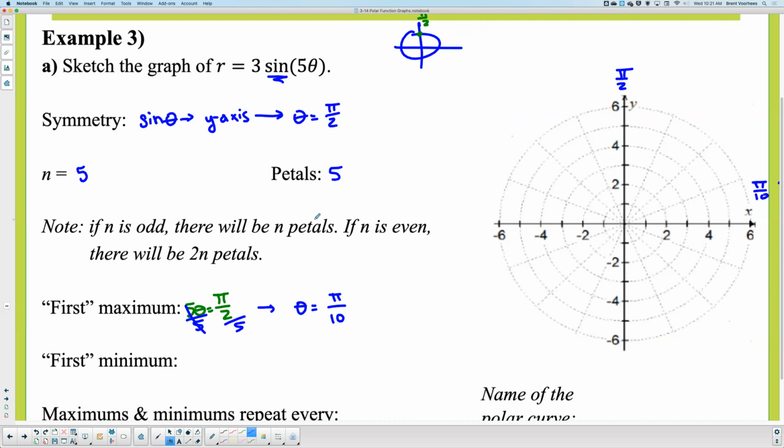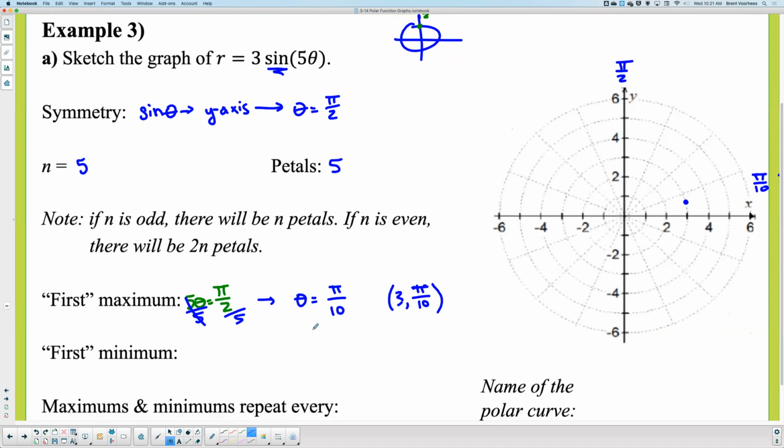Now, what is its first maximum? 3. So we're going to be in the third circle at pi over 10. So go out here to approximately where you think pi over 10 should be and put a dot. Do we have to plot it? Yeah, I'm going to show you how to plot it in a second.